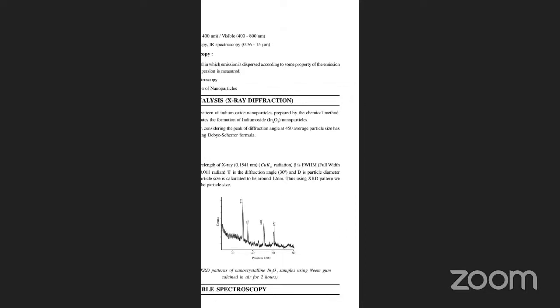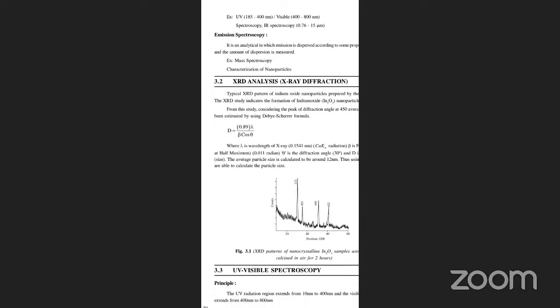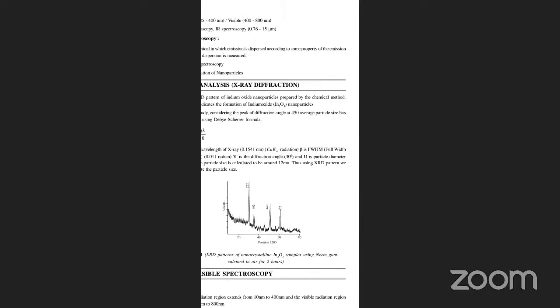lambda by beta cos theta, where lambda is wavelength of X-ray, 0.1541 nanometer, Cu K-alpha radiation, beta is FWHM, full width at half maximum, 0.011 radian. Theta is the diffraction angle, 30 degrees, and D is the particle diameter size. The average particle size is calculated to be around 12 nanometer. Thus, using XRD pattern, we are able to calculate the particle size. XRD patterns of nanocrystalline In2O3 samples using neem gum calcined in air for 2 hours.